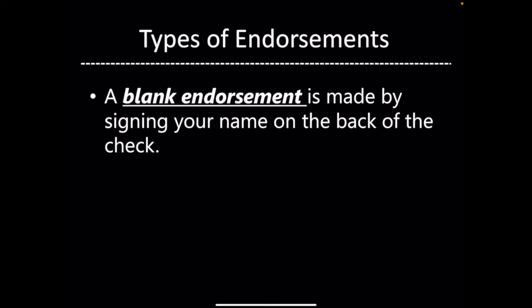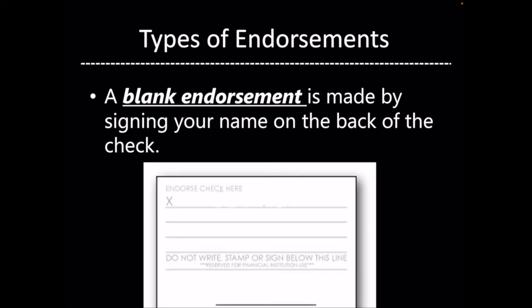Let's review the types of endorsements. These are found on your sheet. A blank endorsement is made by signing your name on the back of your check. So here's the back of your check. Remember, you have to write above this line, and a blank endorsement is just your name, so you can sign your name on that example.